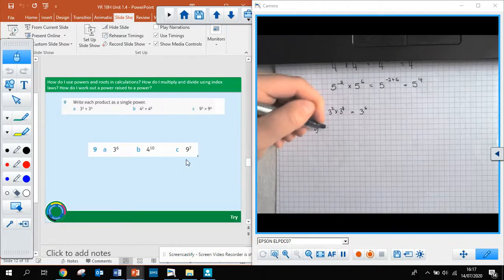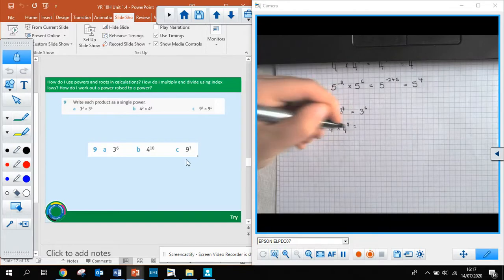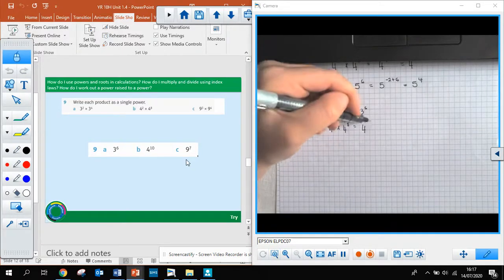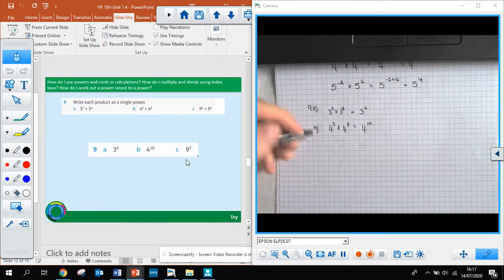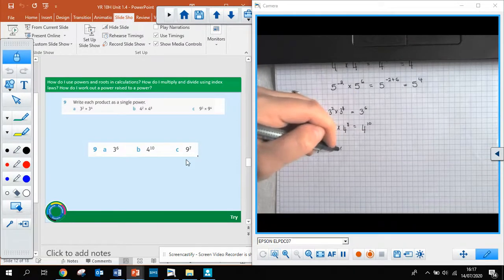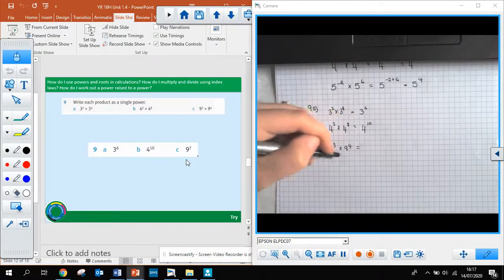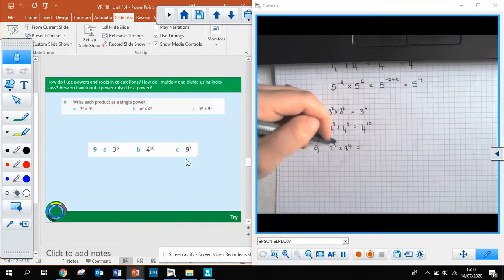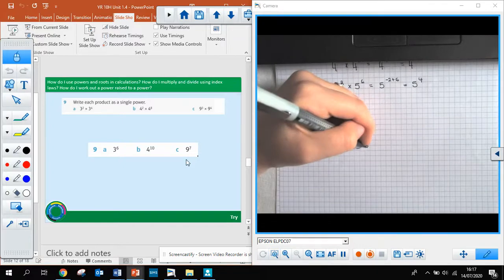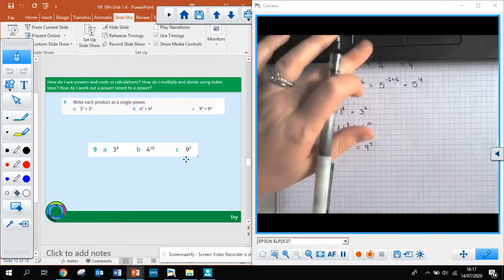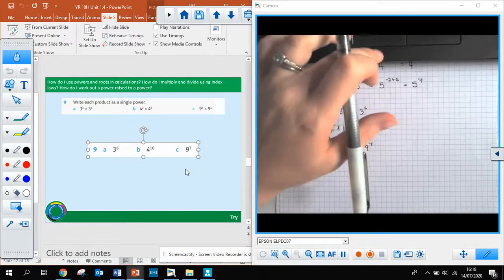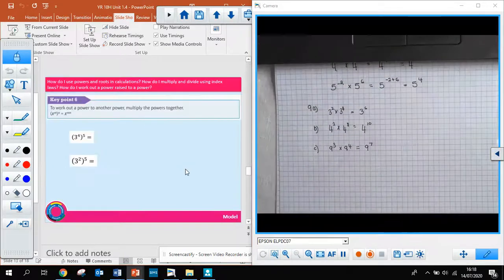B, we've got 4 squared multiplied by 4 to the power of 8. My integer is the same, so I'm just going to add my indices, and it's 4 to the power of 10. Because 2 plus 8 is 10. And C, 9 to the power of 3 multiplied by 9 to the power of 4. My integer is the same, so I add my indices. 3 plus 4 is 7, so my answer is 9 to the power of 7. Okay? Hopefully that was nice and straightforward for you.